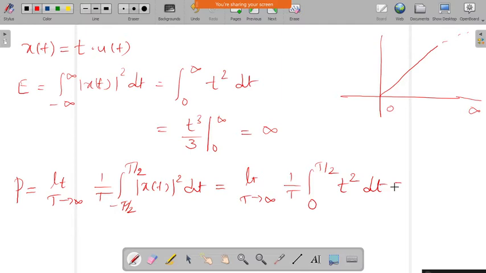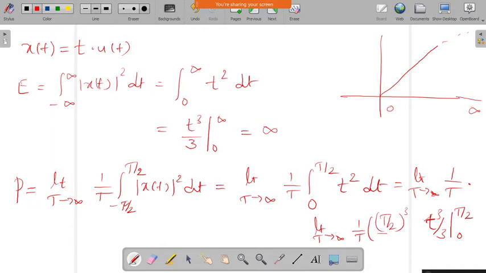Okay, so now we integrate this one from 0 to t by 2. Limit t tends to infinity, 1 over t into, if I integrate this, t cube divided by 3, and we have to substitute the limits 0 to t by 2. So we substitute t by 2 whole cube divided by 3. Okay, so this is the value.